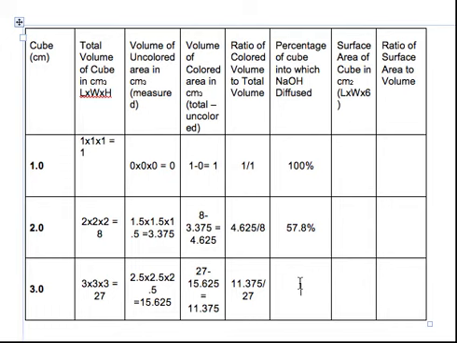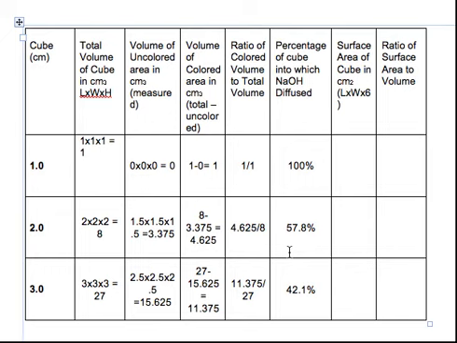And then for our last one, we take 11.375 and you divide that by 27. And you end up with 42.1%. Remember, these are my values, they're made up. Yours should not look the same as mine, but this is how you figure it out.